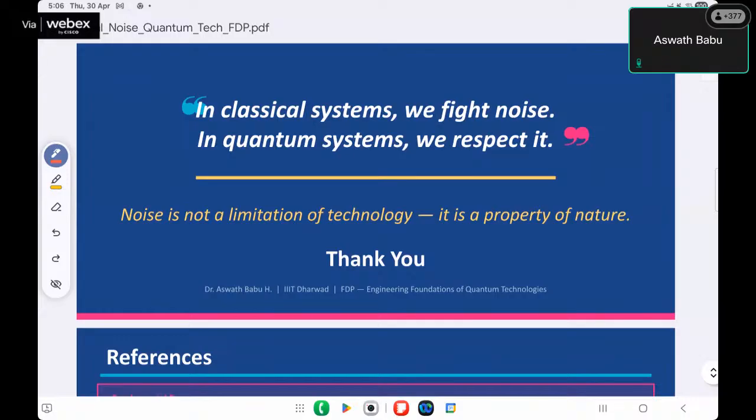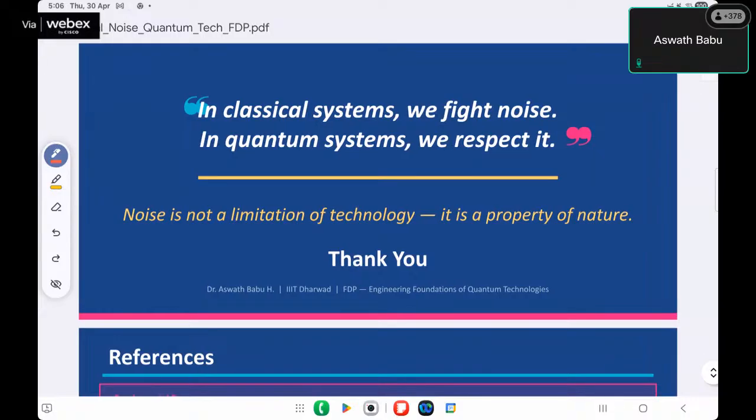Let me end here by saying, in classical systems we fight the noise, in quantum systems we respect it because it is there by default. Noise is not a limitation of the technology when it comes to quantum computing. It's a property of nature. We should learn how to work around it.